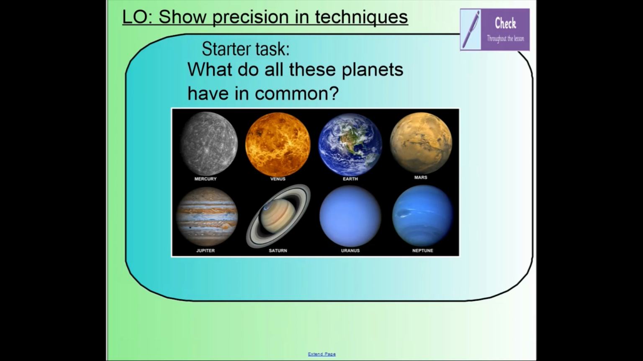If we think about the definition of common, we're thinking about what is the same in all of them. I want you to think about the shape of them. What type of shape are they? Pause the video, have a think, and then unpause me.